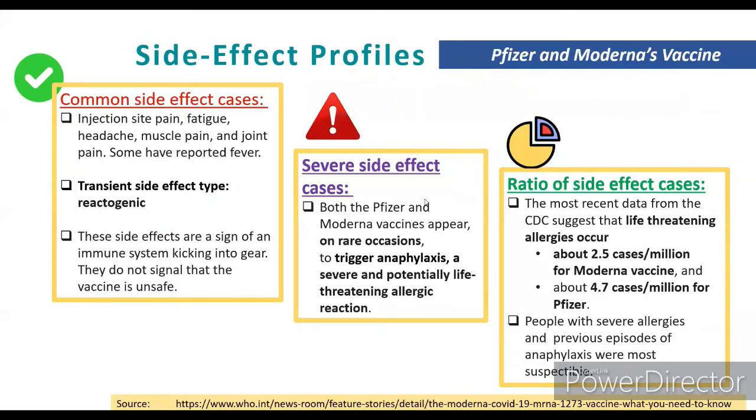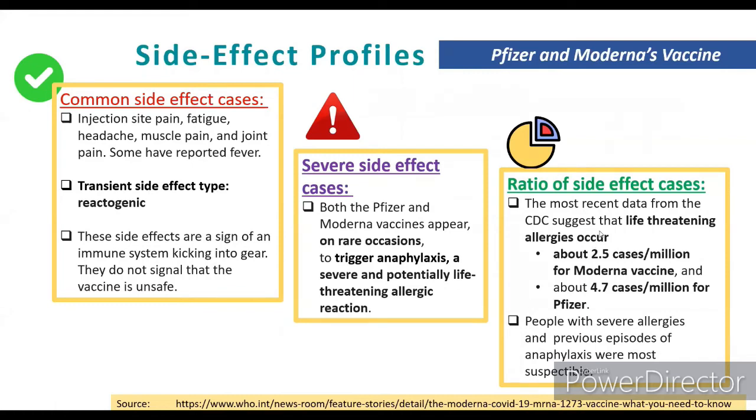The side effect profiles of these two mRNA vaccines are satisfactory. Common side effects are injection site pain, fever, fatigue, and muscle pain. These symptoms are very typical, normal, and expected after any vaccination. Very rare, severe side effect cases are anaphylaxis, a life-threatening allergic reaction, and it only happens to those who have a history of previous severe allergies.